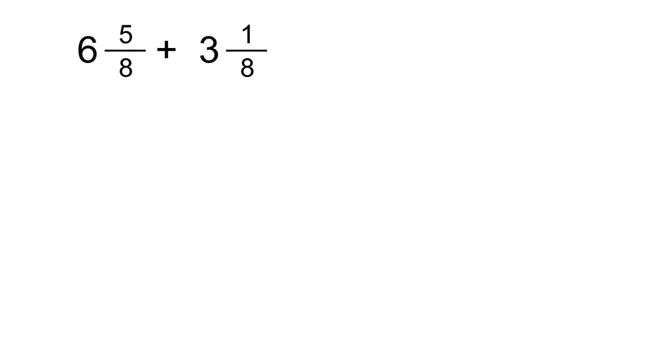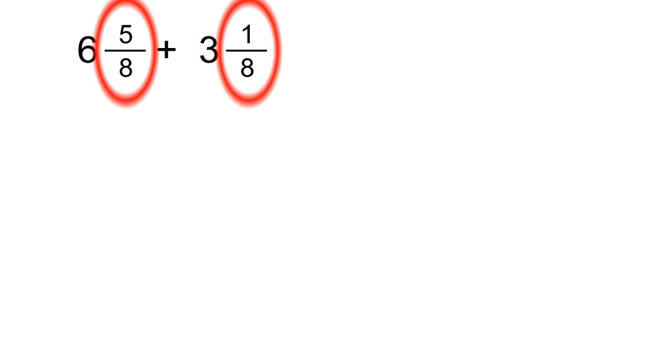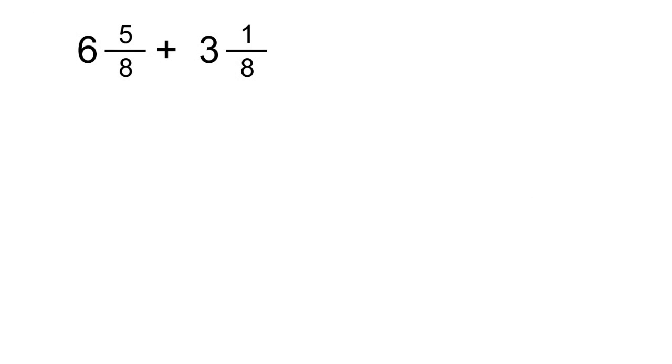Here we have two mixed numbers, and we're going to add. The 6 and 3 are the whole numbers, and the 5/8 and the 1/8 are the fractions. A mixed number has a whole number and a fraction. It's mixed. Let's see if the fractions have a common denominator. Yes, they both have 8 on the bottom, which means we can start adding.